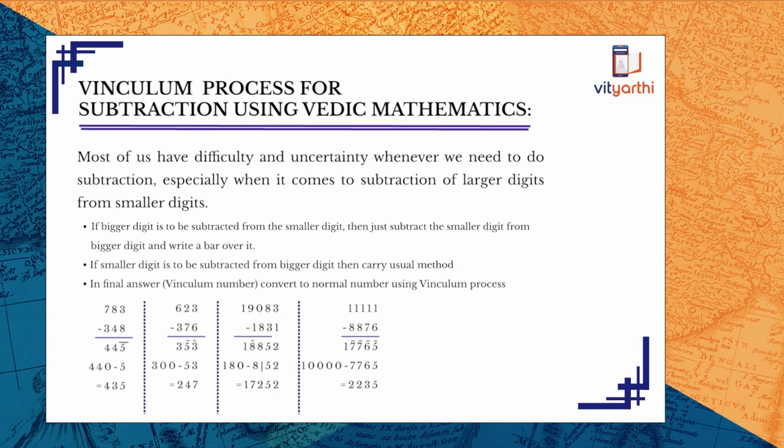At the end, 11,111 minus 8,876. Starting from left to right, we have 3. Then 1 minus 8 is bar 7. 1 minus 8 is bar 7. 1 minus 7 is bar 6. And 1 minus 6 is bar 5. What is the base of 3 bar 7 bar 7 bar 6 bar 5? The base is 10,000. So 10,000 minus 7,765 is 2,235.